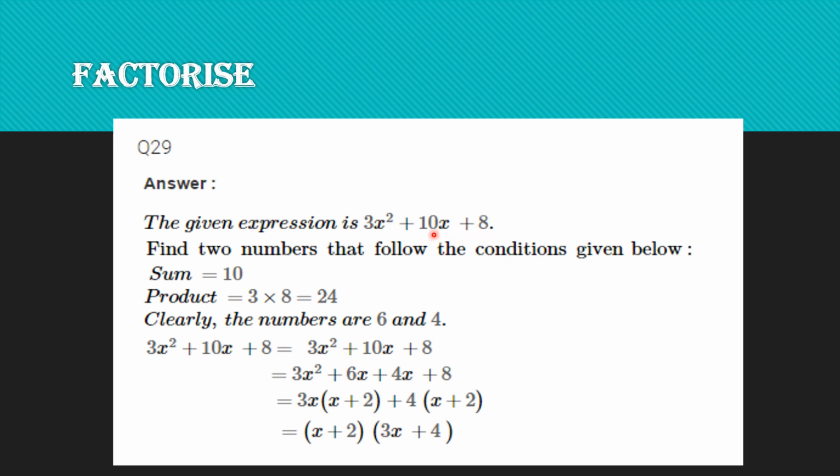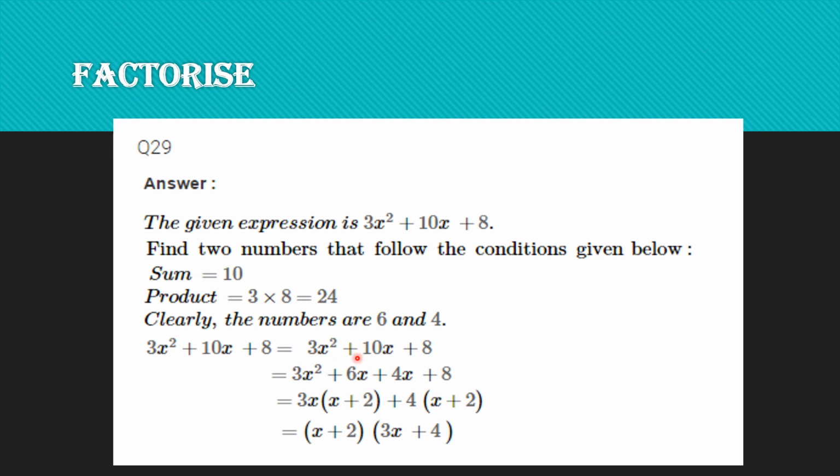The sum has to be 10. So 3 eights are 24. What are the factors of 24 such that the sum is 10? 6 fours are 24. If you add 6 and 4, the sum is 10. So the numbers are 6 and 4.